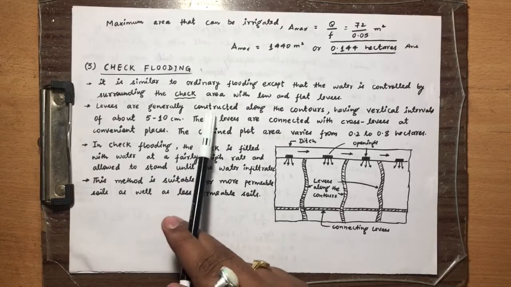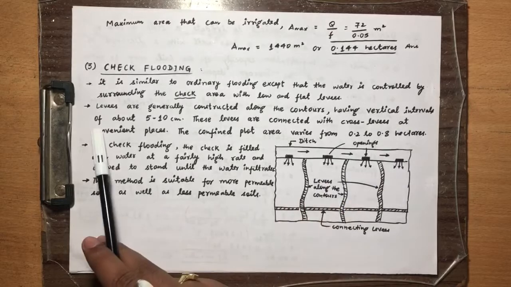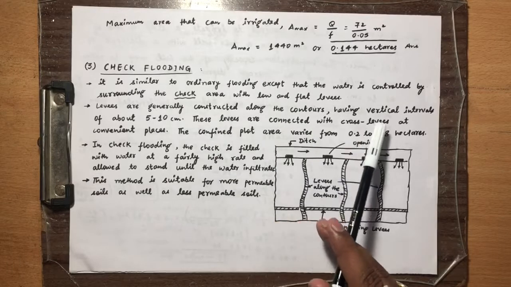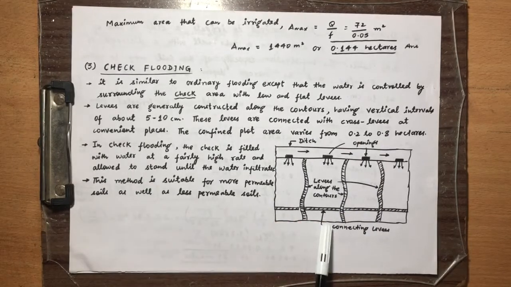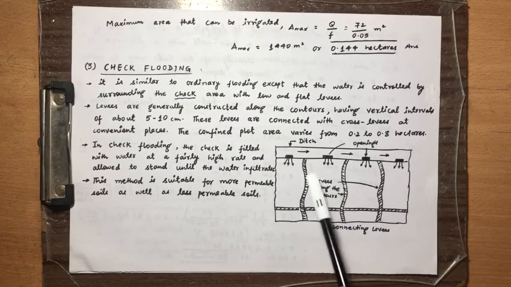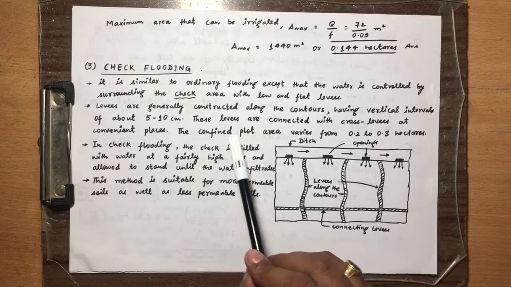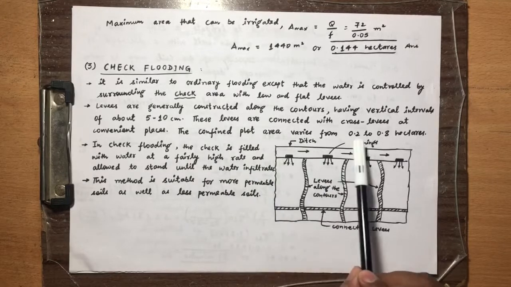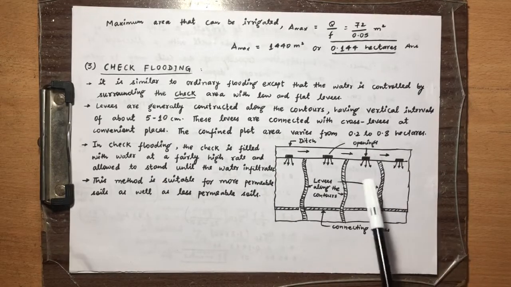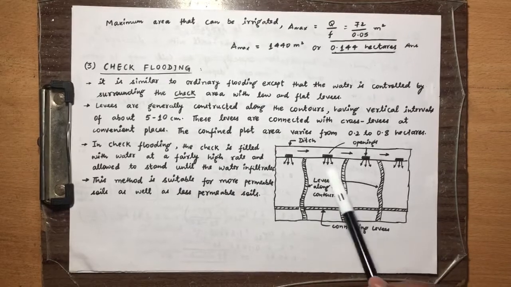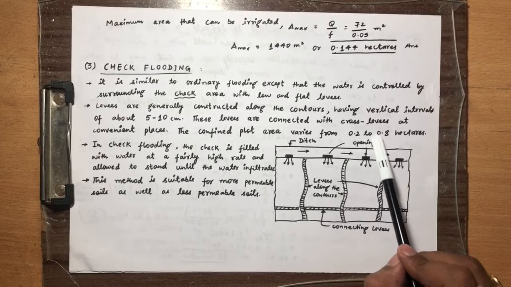Levees are generally constructed along the contours having vertical interval of about 5 to 10 centimeter. These levees are connected with cross levee at convenient places, and that cross levee is termed as connecting levee. The confined plot area varies from 0.2 to 0.8 hectares. Confined area means the area which is confined by levees. So these are levees and this is the confined area, which can vary from 0.2 hectare to 0.8 hectare.